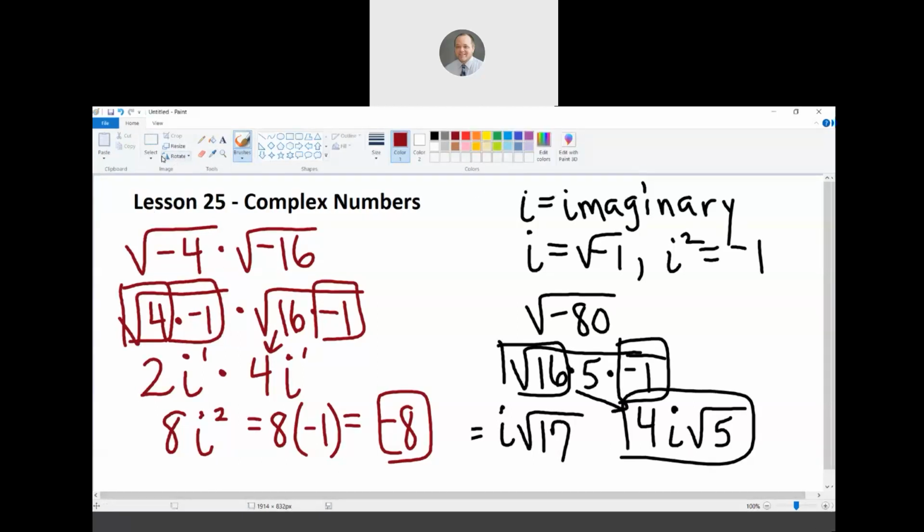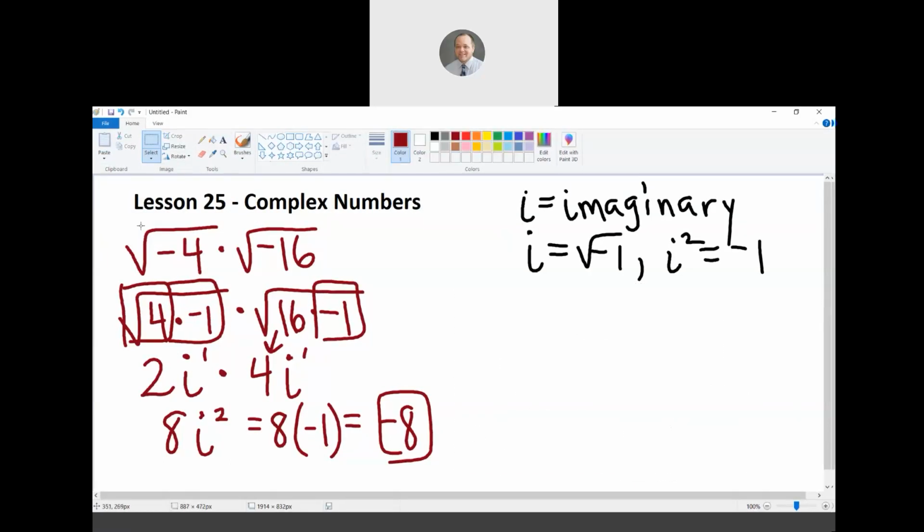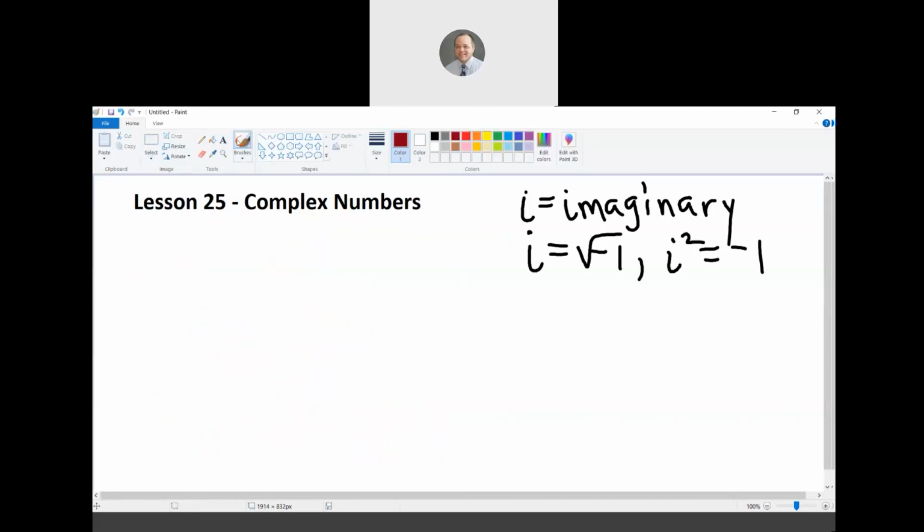Let's look at some other things we can do involving the letter i, namely raising i to various powers. So let's start with i to the 19th power. Actually, let me start with the second example first. i raised to the 42nd power, and we need to evaluate it.